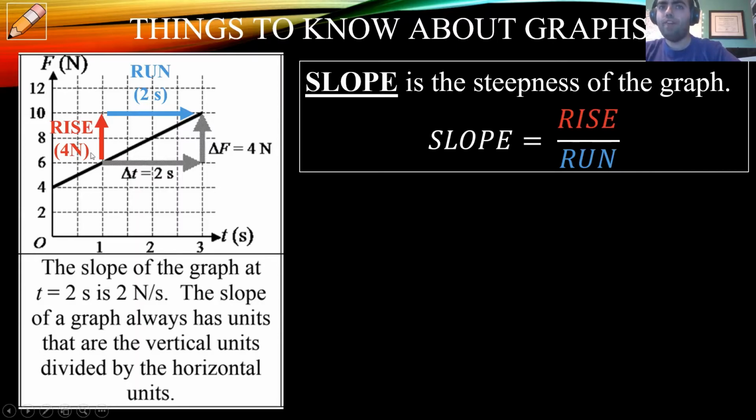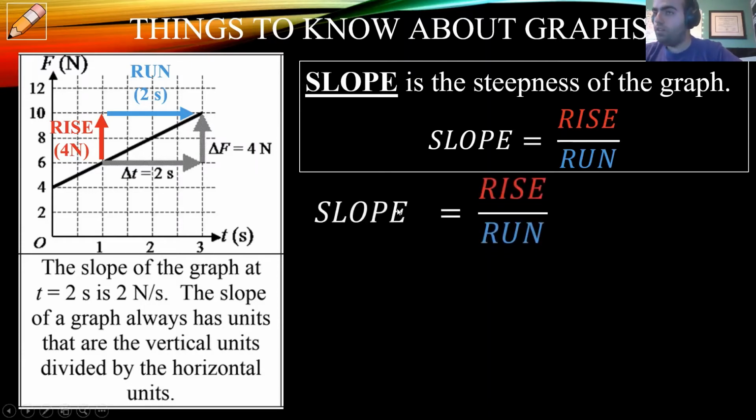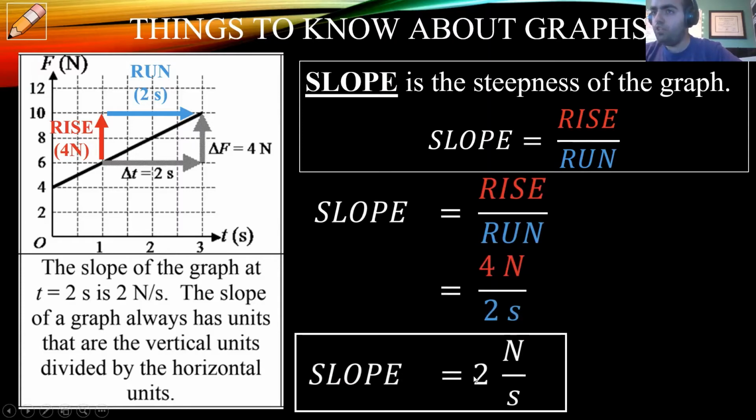When I rise, the value of my rise is based on what's happening along the vertical axis. So if I rise from 6 to 10, that is a rise of 4, and the rise is based on the units on the graph, so it would be a rise of 4 newtons. Similarly, for the run, if I'm starting at 1 second and ending up at 3 seconds, that is a run of 2 seconds. So my slope is rise over run, which is 4 newtons divided by 2 seconds. That means my slope is 2, and the units of that slope are newtons per second. This would be an example of how you might find the slope from a graph.